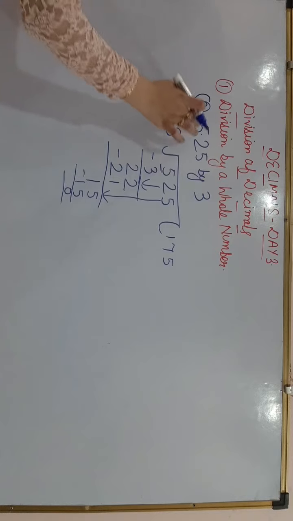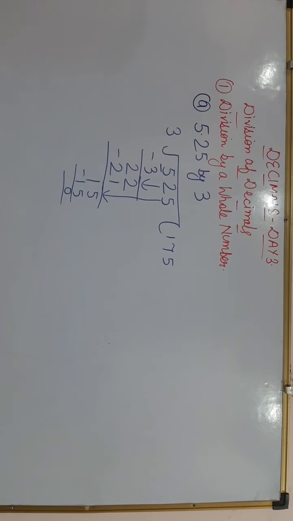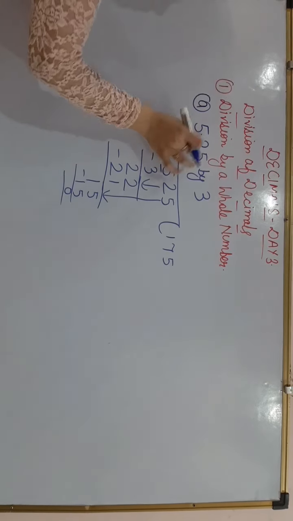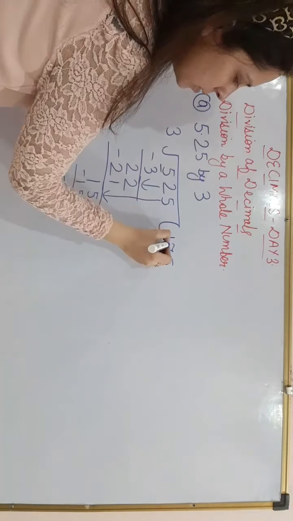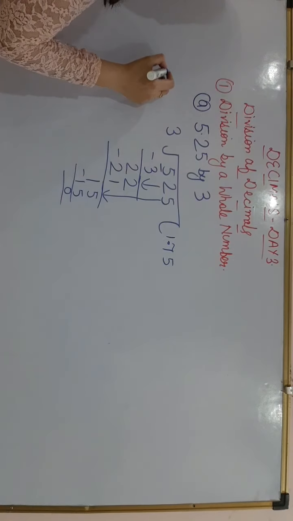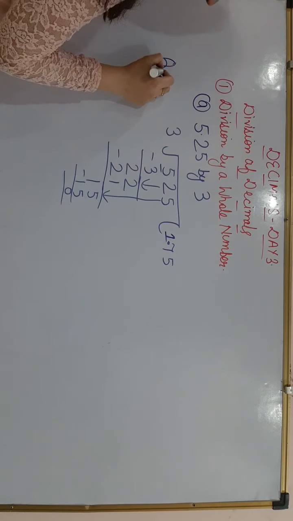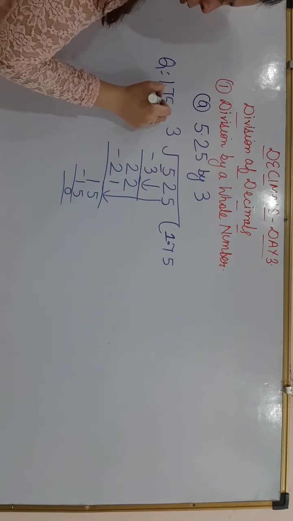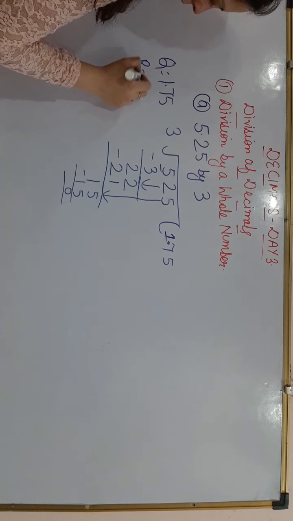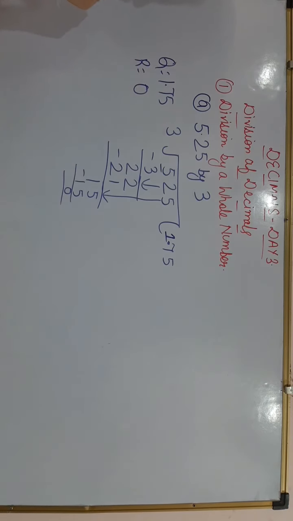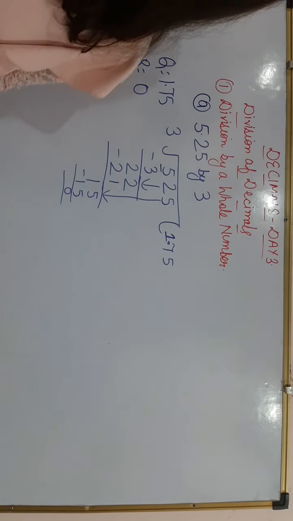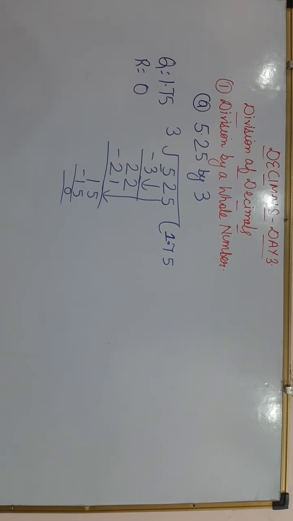Now count the decimal places you had in the question. So in the question I have 2 decimal places. So put a decimal point before 2 digits. So now the quotient I have is 1.75 and remainder I have is 0. Hope it is clear to you.